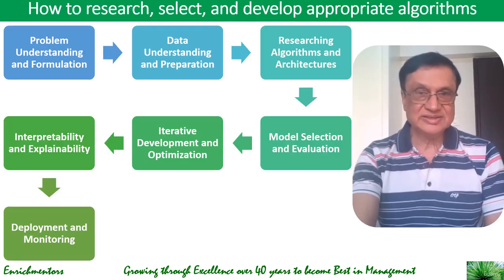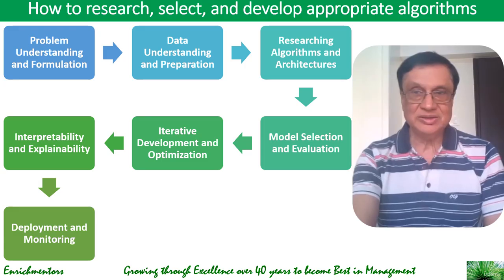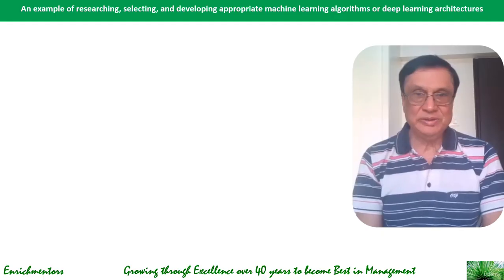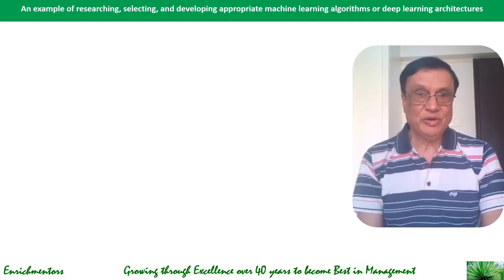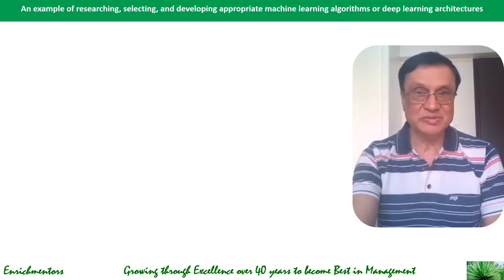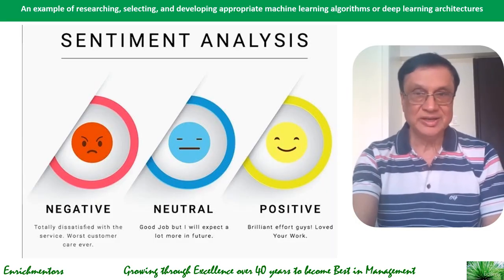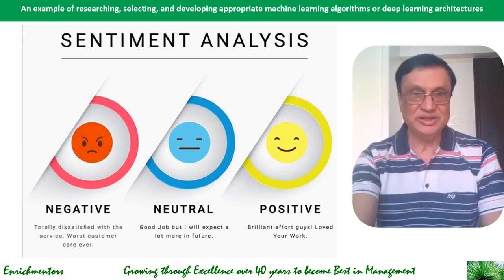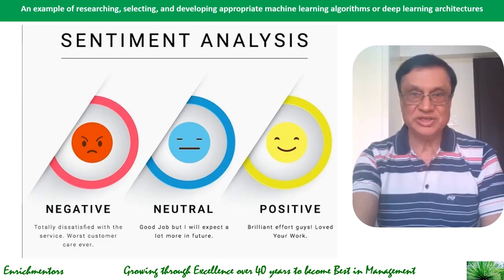So let us look at this example of researching, selecting and developing these machine learning algorithms based on the problem at hand and the available data. This is an example where the team was working on a project to develop a system for sentiment analysis for customer reviews of a retail company. Let's look at how they went about doing the research, and how they selected and developed appropriate machine learning algorithms for this problem and the data that is available.